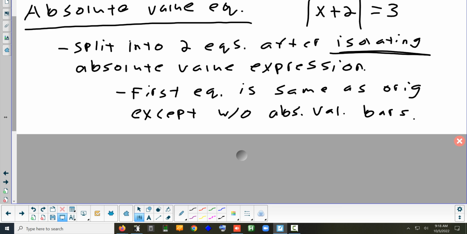Here are the directions on the 2 problems that we're going to split it into and solve. The first equation that you split this into, okay, so we'll usually draw 2 lines like this to split it. The first one is the same as the original. All you have to do is take out the bars. x plus 2 equals 3. That's going to be one of the equations you can solve, and you'll get an answer.